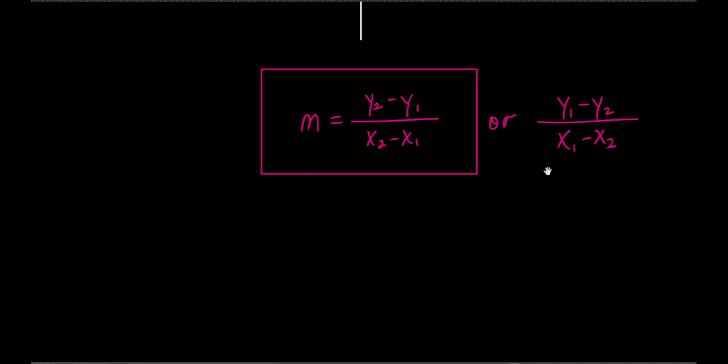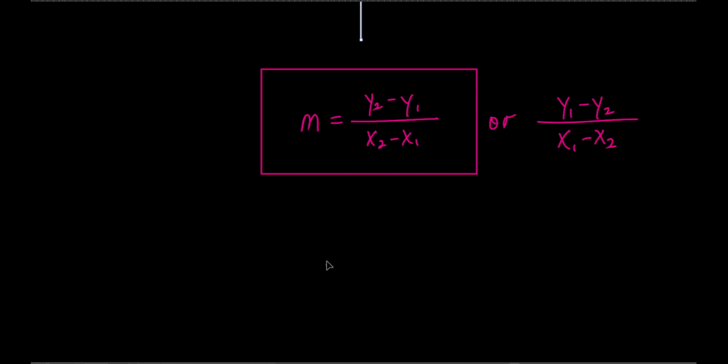Depending on how you subtract it, it could be negative or positive. And in order to keep the correct sign, you have to subtract them in the right order. Okay, let's do an example, and we'll be done.